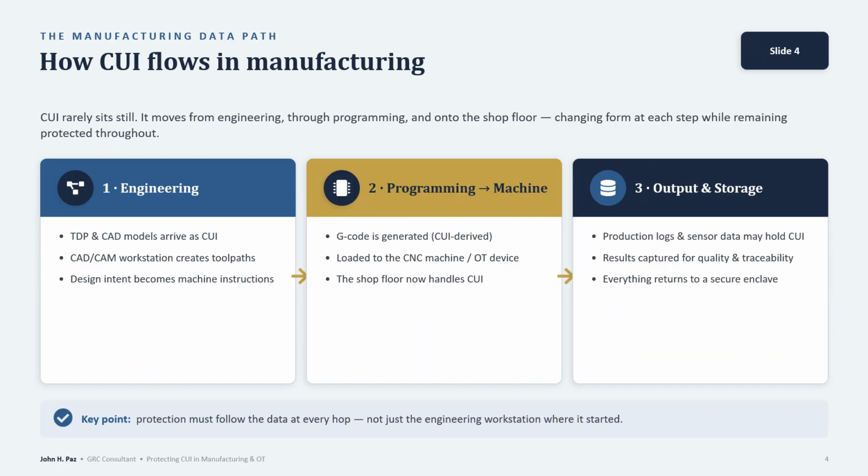Think of CUI as moving through three stages. In engineering, the TDP and CAD models come in and the CAD CAM workstation turns them into toolpaths. In programming, these toolpaths become G-code derived CUI, which loads onto the CNC machine. So now the shop floor is in scope for CMMC. Finally, the machine produces logs and sensor data that may also contain CUI, and all of it should be landed back in a secure enclave. The takeaway: protection has to follow the data the whole way.